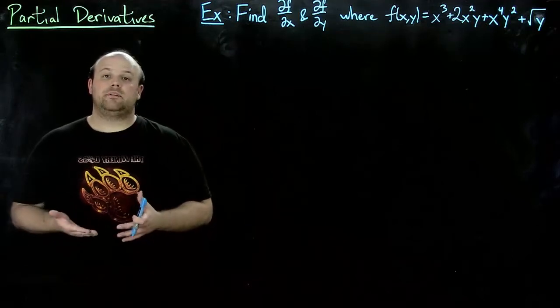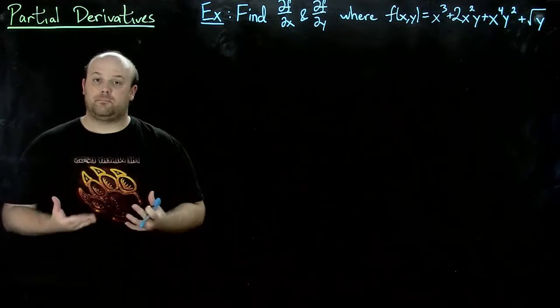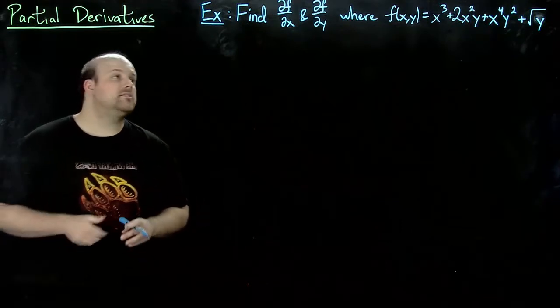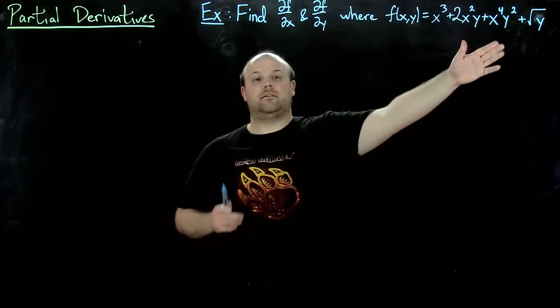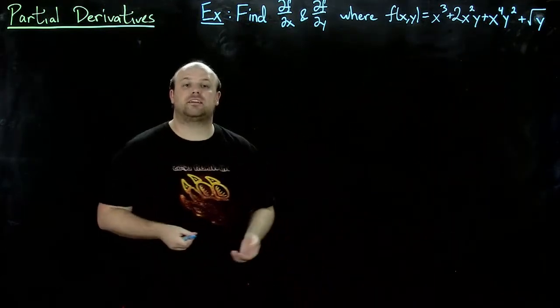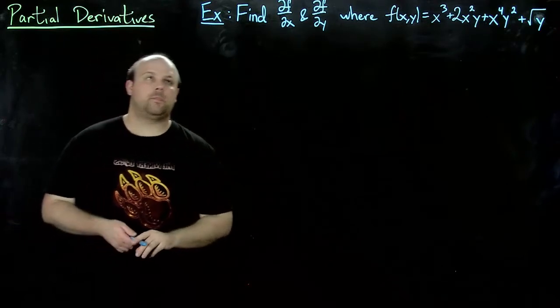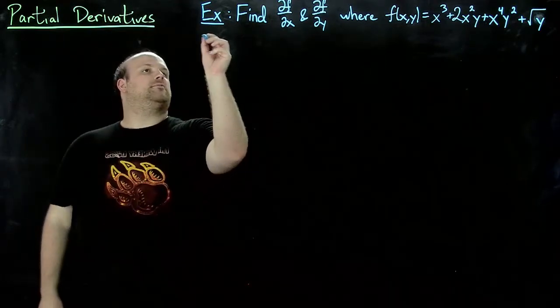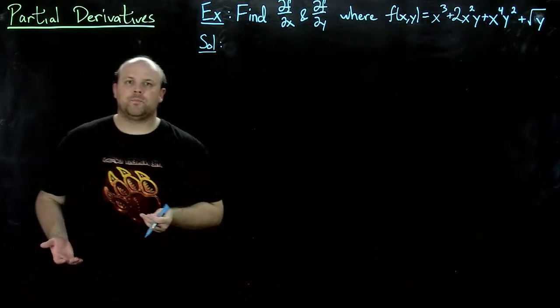All right, so now that we've defined the partial derivatives of a function, let's actually do some computations of it, right? So let's find the two partial derivatives of this two-variable function here, x cubed plus 2x squared y plus x to the fourth y squared plus square root of y, right? So how do we go about doing this?